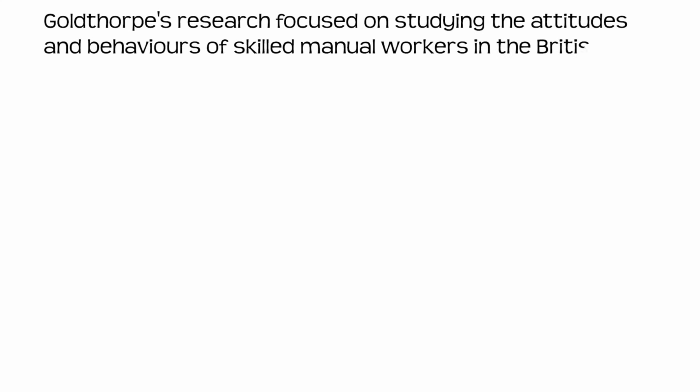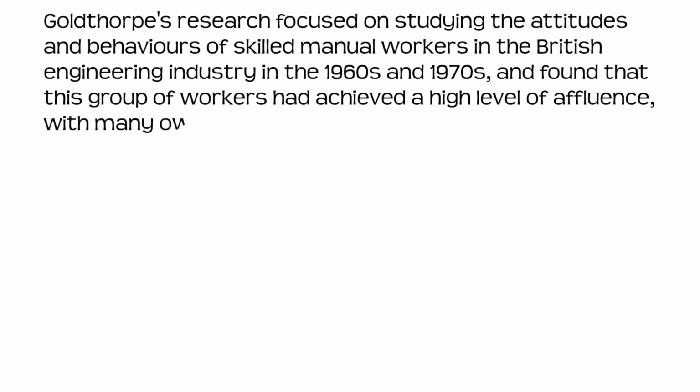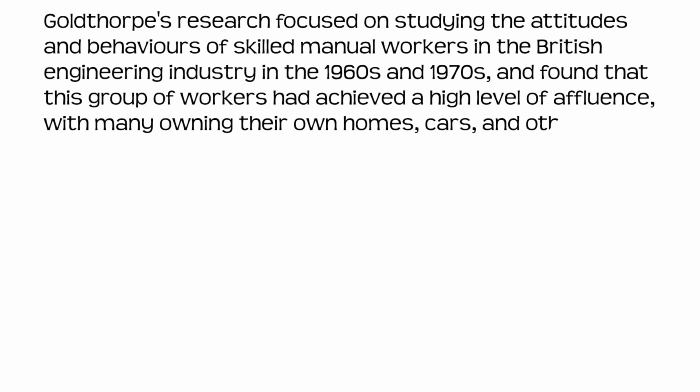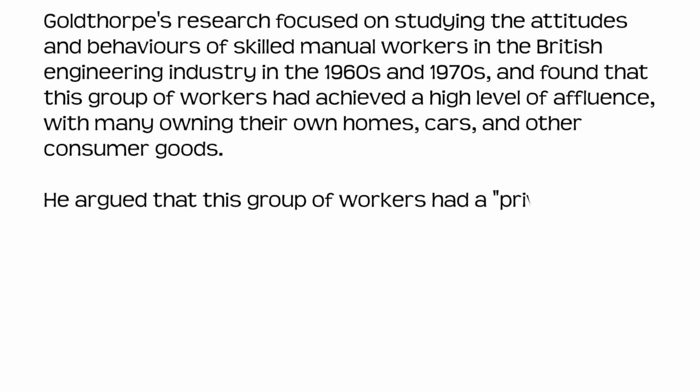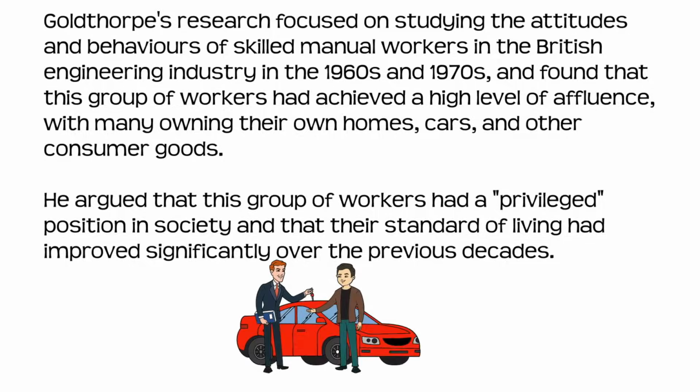Goldthorpe's research focused on studying the attitudes and behaviours of skilled manual workers in the British engineering industry in the 1960s and 70s, and found that this group of workers had achieved a high level of affluence, with many owning their own homes, cars, and other consumer goods. He argued that this group of workers had a privileged position in society and that their standard of living had improved significantly over the previous decades.